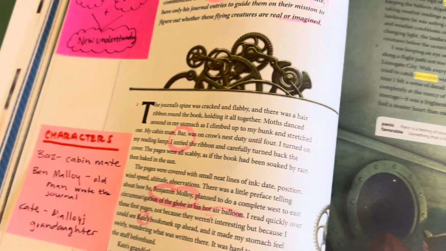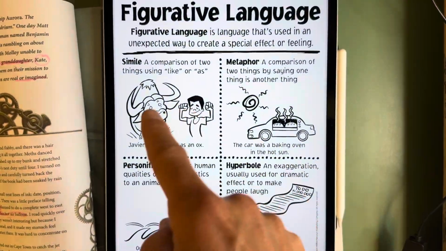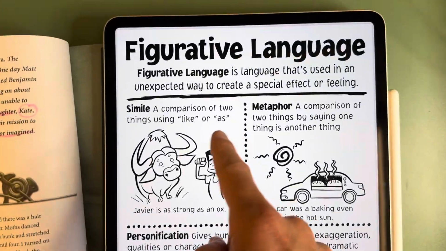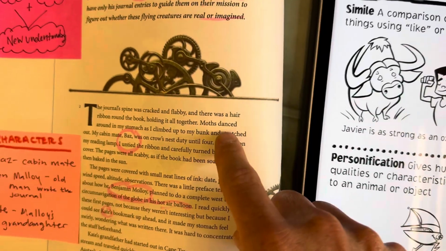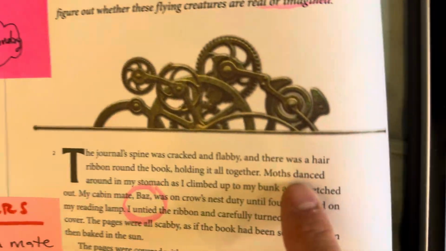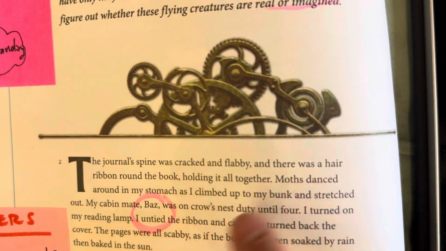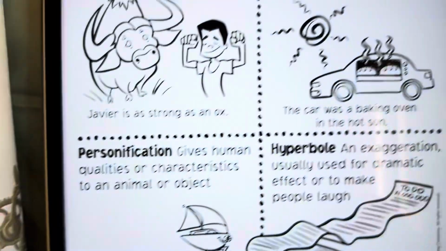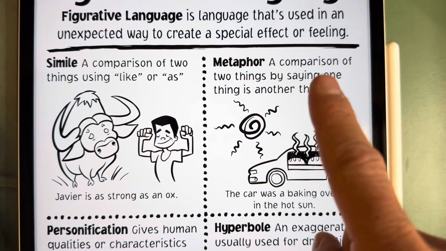Now, there aren't really moths in the stomach. So I'm gonna look here and try to figure out which one it is. So does it use like or as? It wasn't like the moths danced in the stomach. The author writes, moths did dance around in my stomach. So this is actually a metaphor.